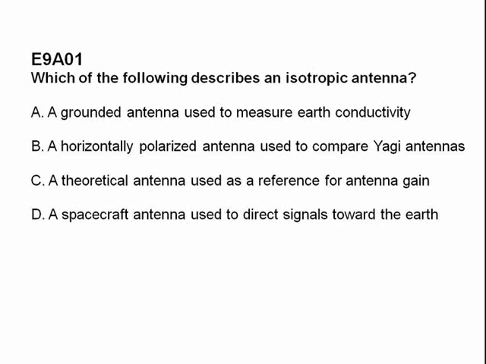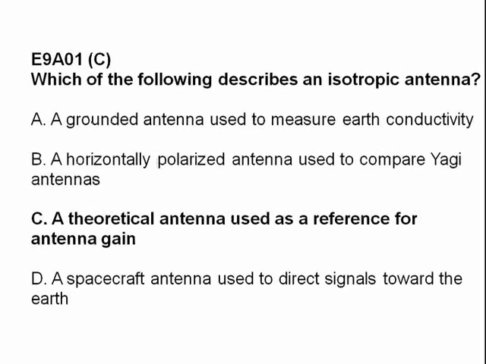Which of the following describes an isotropic antenna? A, a grounded antenna used to measure earth conductivity. B, a horizontally polarized antenna used to compare Yagi antennas. C, a theoretical antenna used as a reference for antenna gain. Or D, a spacecraft antenna used to direct signals toward the Earth. The answer is C, a theoretical antenna used as a reference for antenna gain.